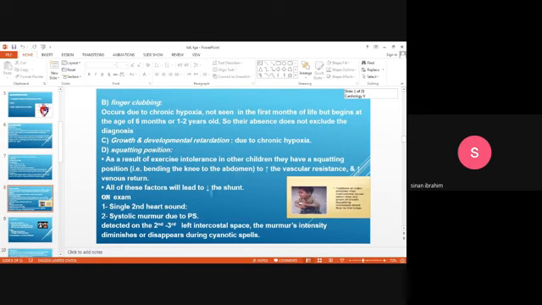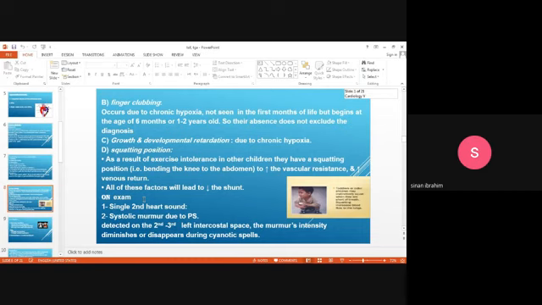This is a result of exercise intolerance. So they bend their knees to the abdomen to increase the systemic vascular resistance and decrease the venous return, and decrease the hypoxia. So they take this position. This is typical for cyanotic congenital heart disease.